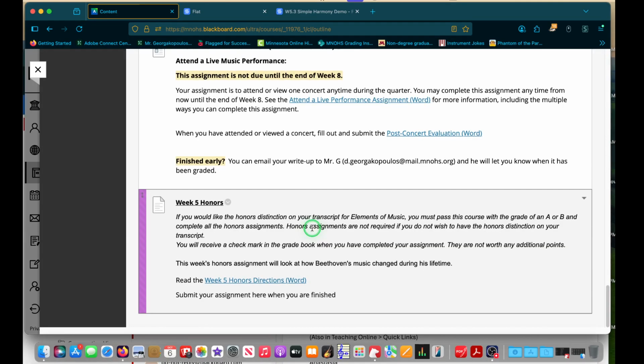The final item, if you have decided to go the honors track in Elements, your week 5 assignment is going to be all about Beethoven. Ludwig van Beethoven, if you want to use his full name. Beethoven is unique in that he was a bit of a trailblazer. His music doesn't quite follow all of the conventions of the classical period, and it doesn't quite follow all of the conventions of the period that comes after him.